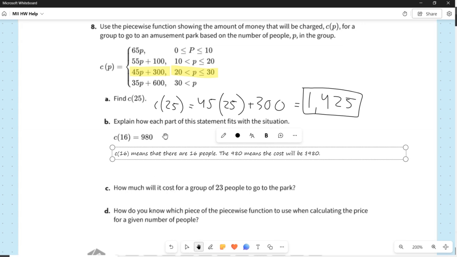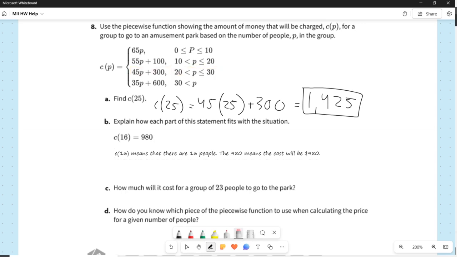All right. Part C, how much will it cost for a group of 23 people to go to the park? So we have 23 people. And again, in order to evaluate this, we just need to figure out what piece we're talking about. What interval contains our input of 23 people? It's the same interval as part A. So again, we're going to use the same piece of this piecewise function, because for 23 people, that 45p plus 300 represents the pricing structure for a group of 23 people.